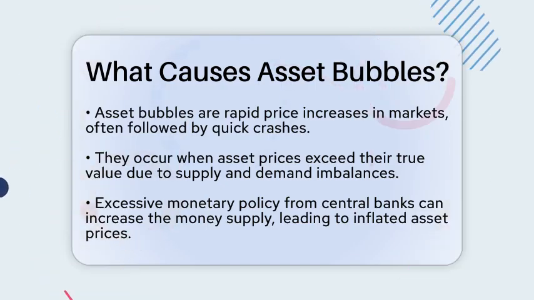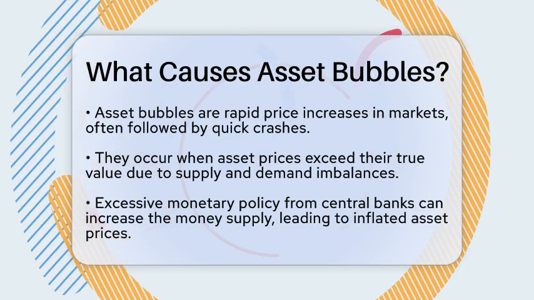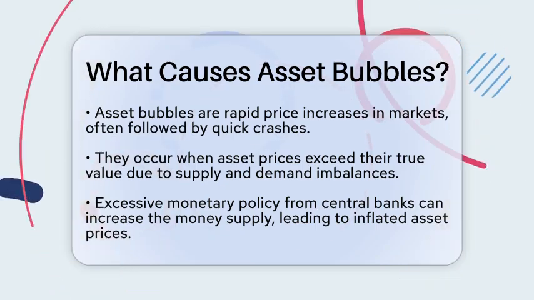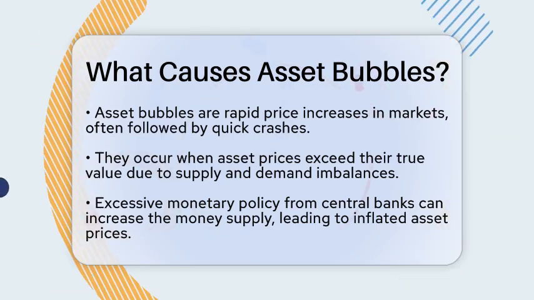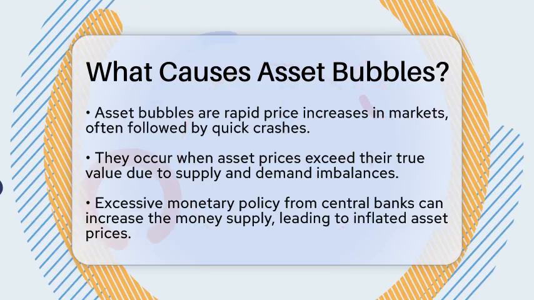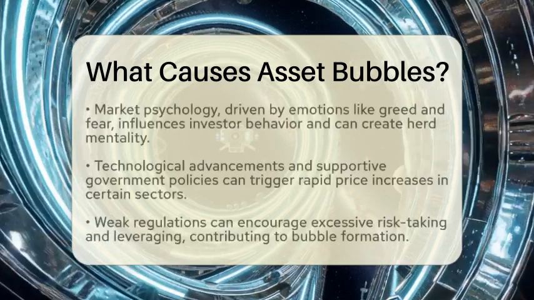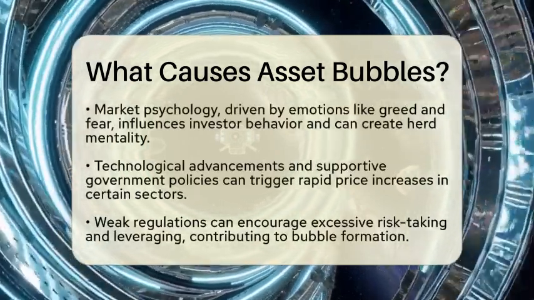One major factor is excessive monetary policy. When central banks, like the Federal Reserve, adopt overly accommodating policies, they can increase the money supply. This means more money is available for fewer assets, driving prices up beyond their actual value.